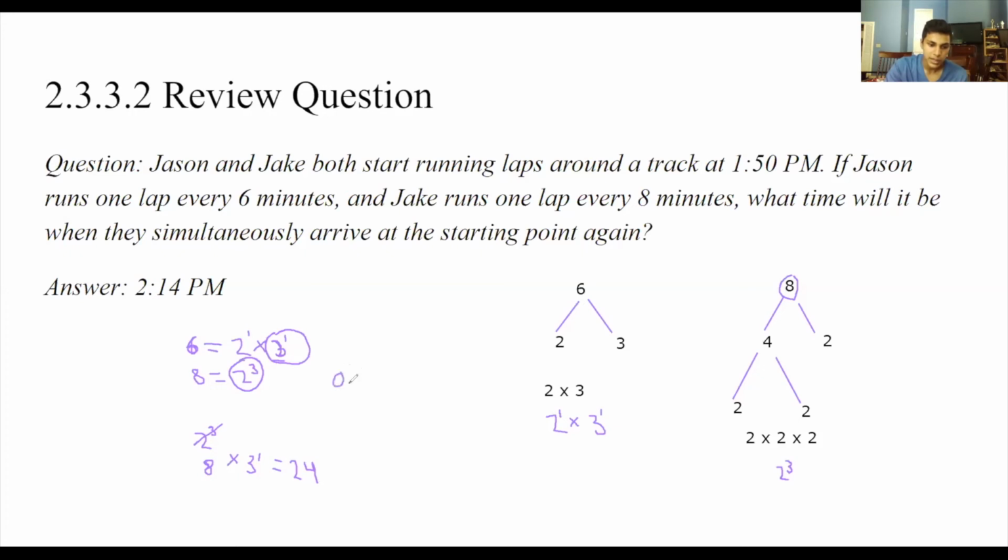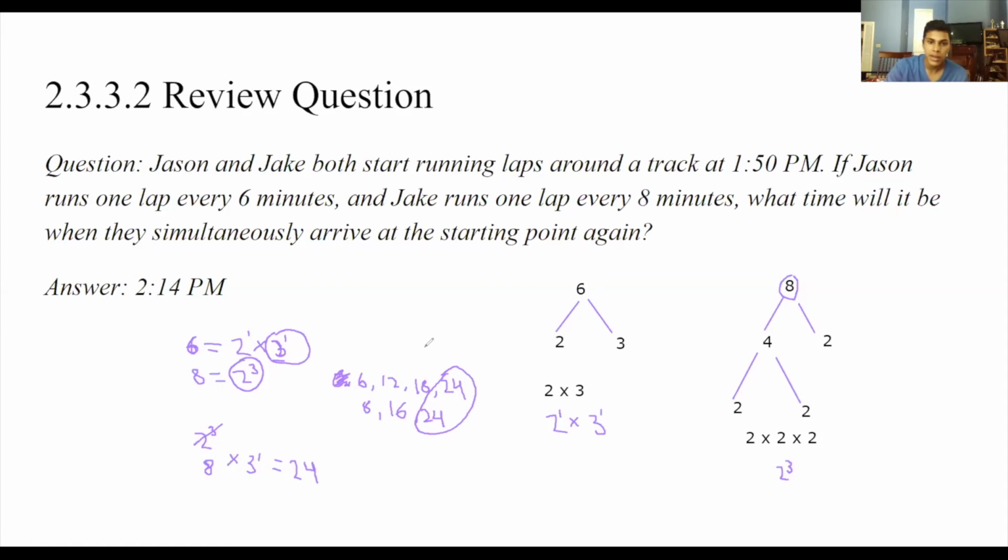Because if we just list out all the multiples of 6 and 8, which I can do off the top of my head because they're smaller numbers, we get 0, oh sorry, 0 is not a multiple. Okay, 6, 12, 18, 24. And for 8, we have 8, 16, and 24. And 24 is the first time that they actually have a multiple in common. So again, it'll be the first time that they arrive at the starting point, how many minutes after they start they'll arrive at the starting point simultaneously.